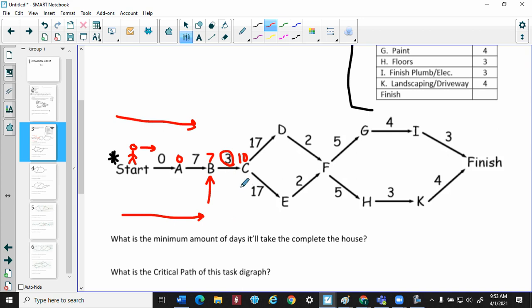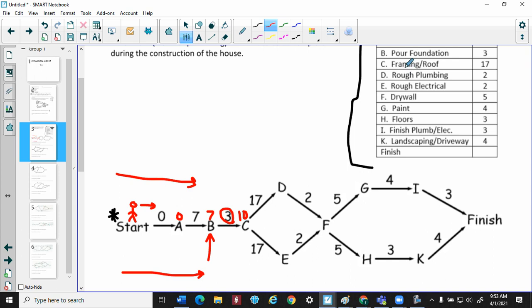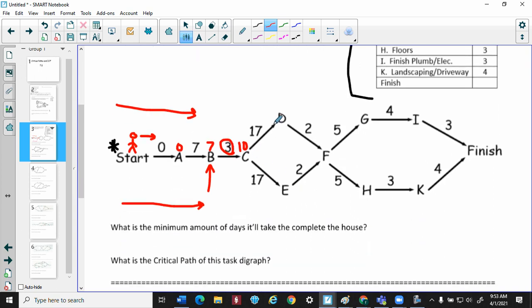So we're sitting on C. C starts at the 10-day mark, and it takes task C 17 days. What is task C? Framing the roofing. So it's going to take 17 days to frame the roof.